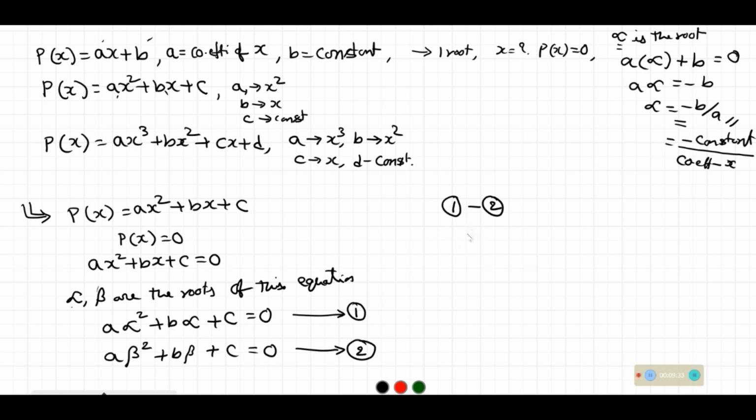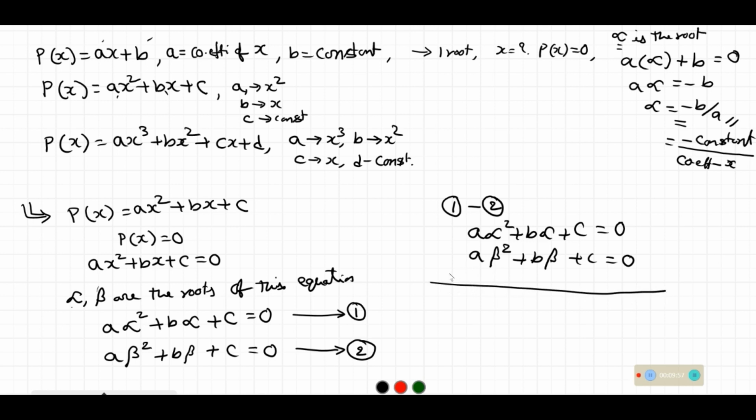So I am writing both equations here for simplicity. A alpha square plus b alpha plus c is equal to 0. I am writing again here a beta square plus b beta plus c is equal to 0, right? So what I said, I am subtracting these two equations.